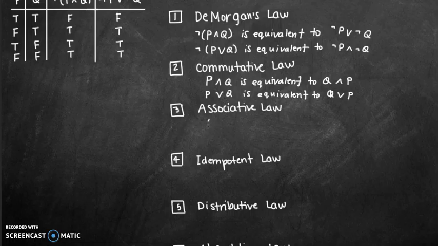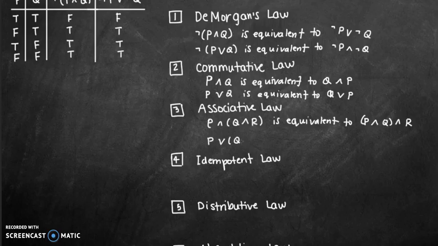And now for the associative laws. The essential idea is that when we have the same logical symbol, notice how this all has ands and this all has ors, we can group the P, Q, and Rs in any order that we want using any of the parentheses. It doesn't matter, they'll still be equivalent.